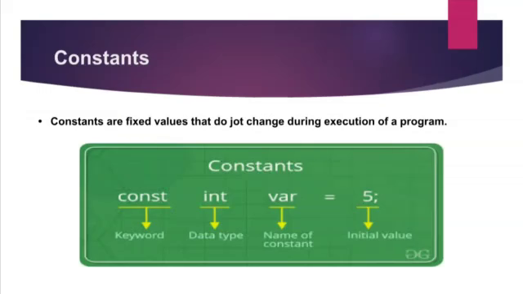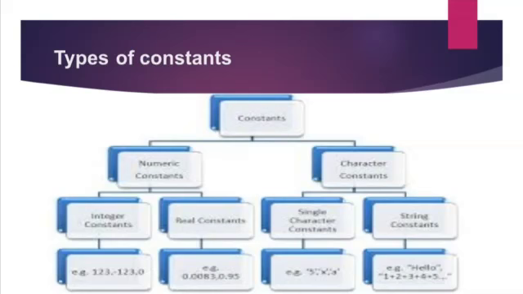Then we can go for constants. What is meant by constant? Constants are fixed values that do not change during the execution of a program. The C language supports different types of constants. We have two types of constants: numeric constants and character constants. Numeric constants can be divided into integer constants and real constants, and character constants can be divided into single character constants and string constants.